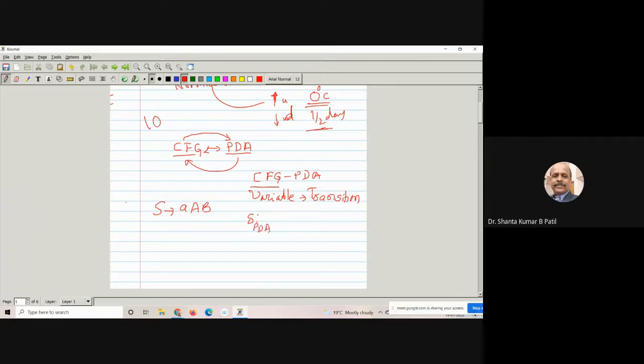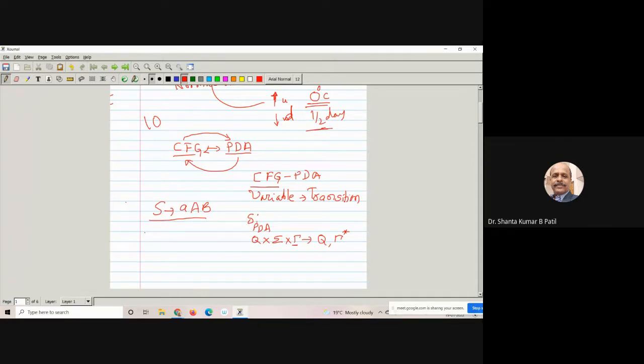In the case of the PDA, you have Q, sigma, and then the stack symbols. What is the output? The output is Q times the stack symbols. Multiple stack symbols are represented with tau star, and a single stack symbol is represented with tau. Tau star is multiple, tau is single. From this feature, you need to find the equivalent, that is the delta function.